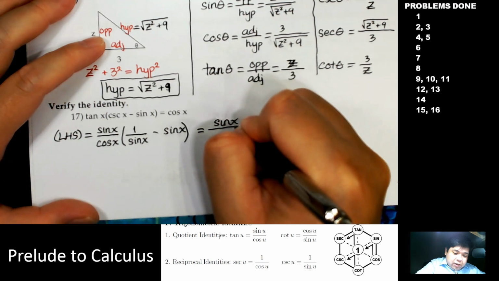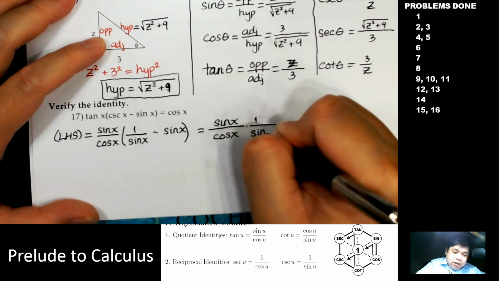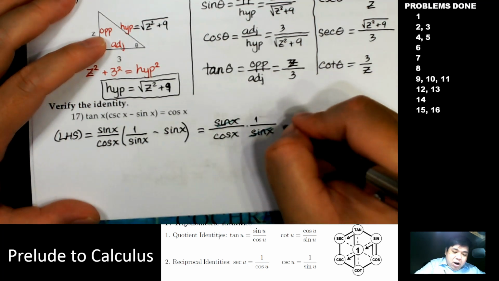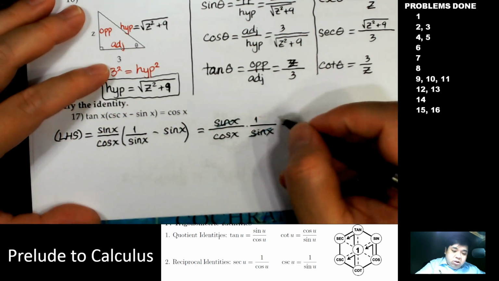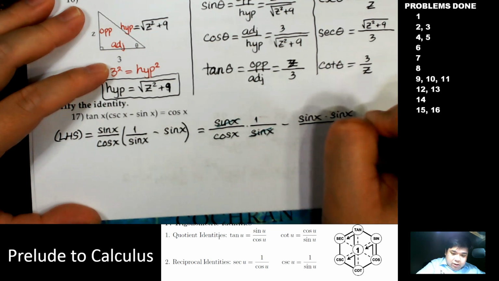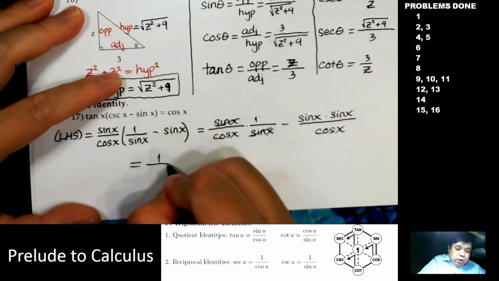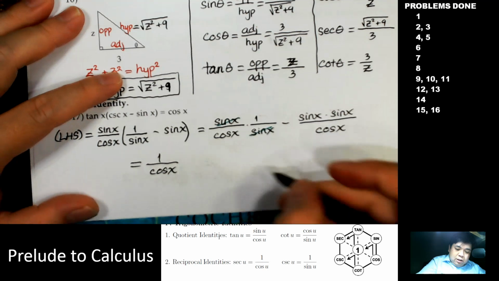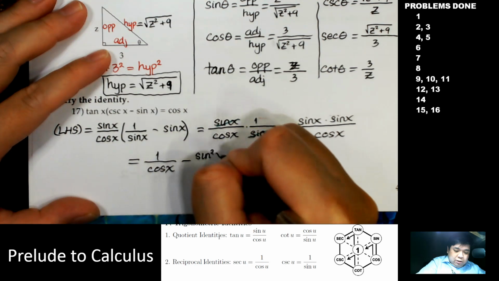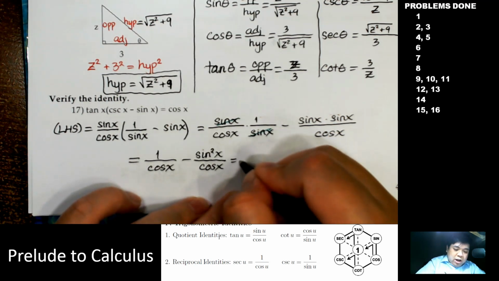Next, we multiply it out. Sine x over cosine x times 1 over sine x. Of course, that will cancel out. And then minus, we have to multiply the sine x on the top. Right, so we have 1 over cosine x minus sine times sine is a sine square. Both of them over cosine, so that is the common denominator.